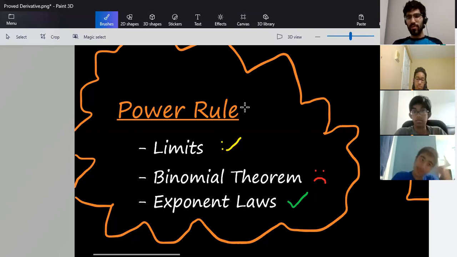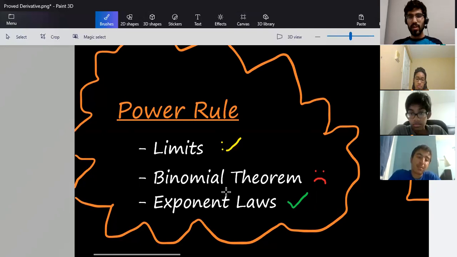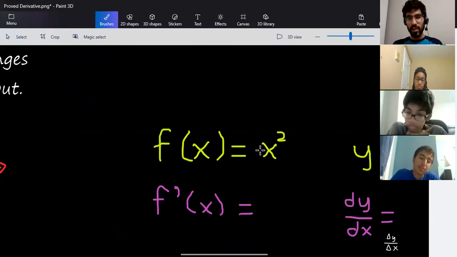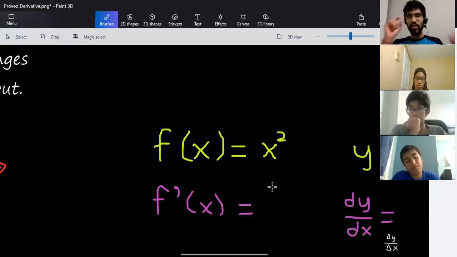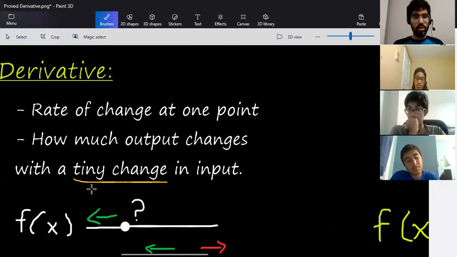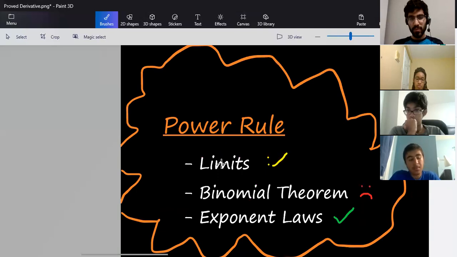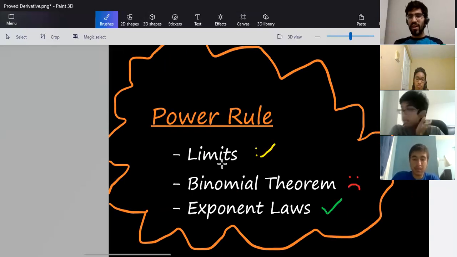This power rule, the thing that we need to get from f of x to f prime of x, so go from this expression to some expression that will give us from input to the rate of change, the rate of change at one point, or how much the output changes with a tiny change in input. That is what the power rule does. Unfortunately, I can tell you what the power rule is. I just can't tell you why the power rule is.